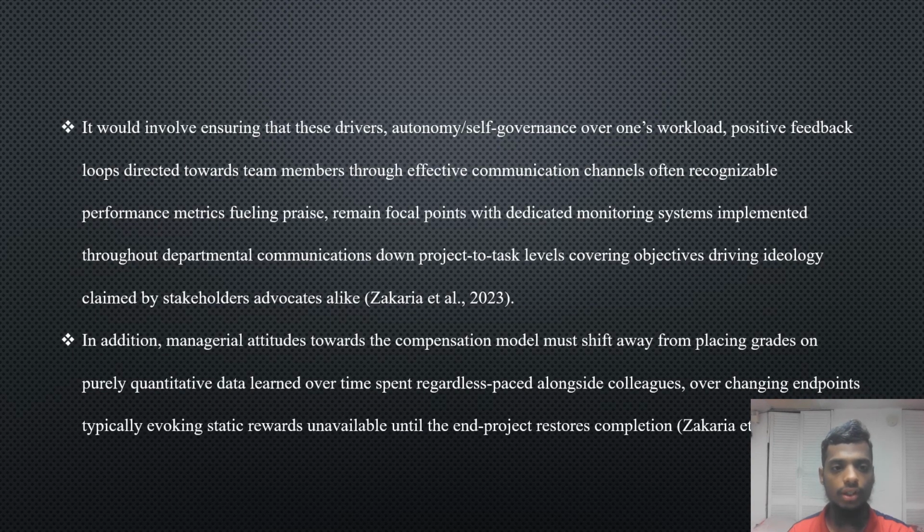It would involve ensuring that these drivers, autonomy or self-governance over one's workload, and positive feedback loops directed towards team members through effective communication channels, remain focal points, with performance metrics fueling praise and a dedicated monitoring system implemented throughout departmental communications, down to project and task levels.